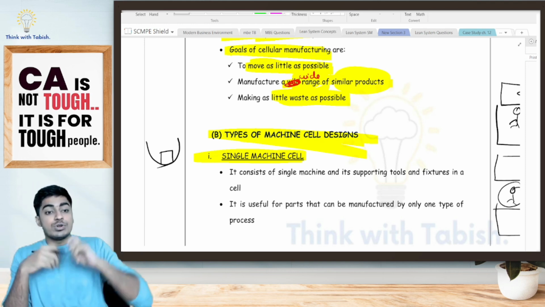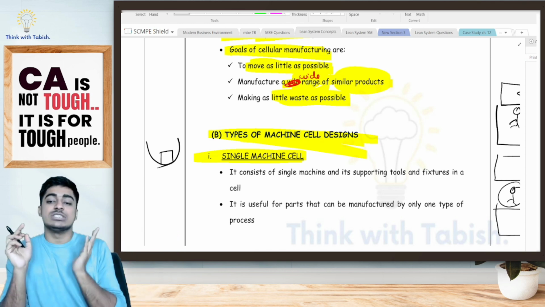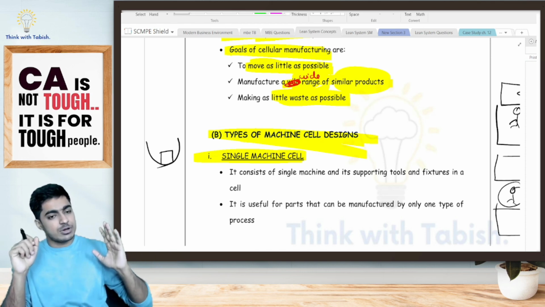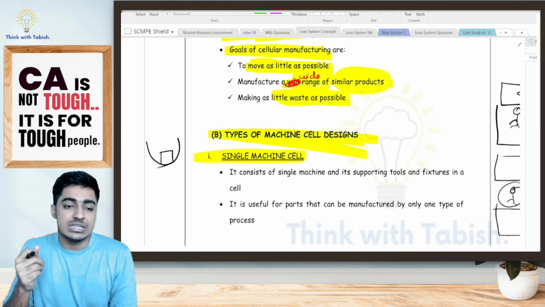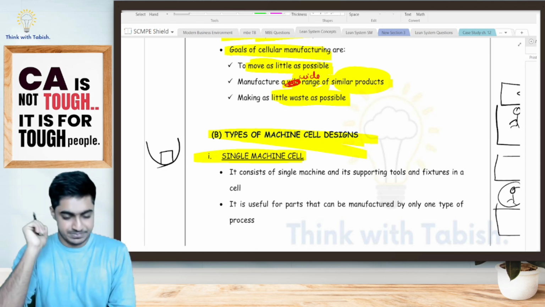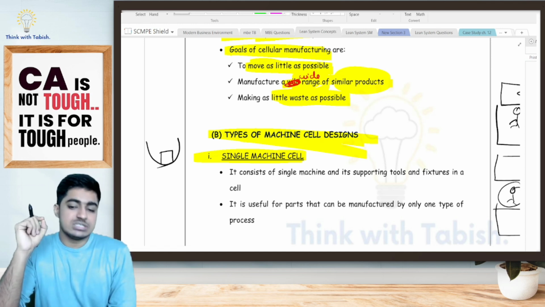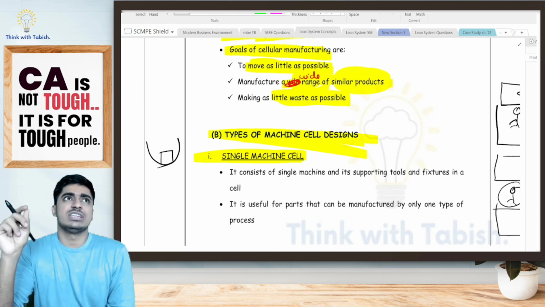That means to produce our output, our finished goods, we want only one machine. Yes or no? One machine is sufficient for us to manufacture our output. Then we will say, okay, create a cell using only that machine. Say for example, we are grinding mirchi. You know how mirchi powder is made? What do we call mirchi in English?